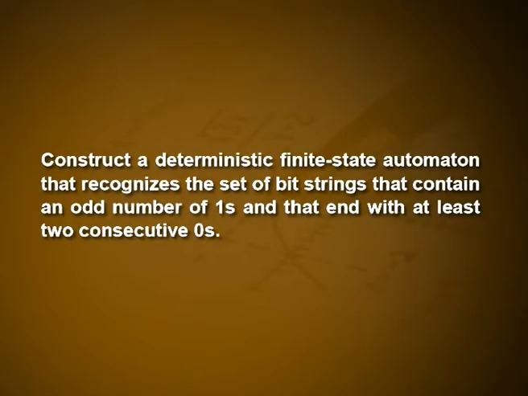Construct a deterministic finite state automaton that recognizes the set of bit strings that contain an odd number of ones and that end with at least 2 consecutive zeros. We can build a deterministic finite state automaton that recognizes the specified set by including states that keep track of both the parity of the number of 1 bits and whether we have seen no 0 or at least 2 zeros at the end of the input string.